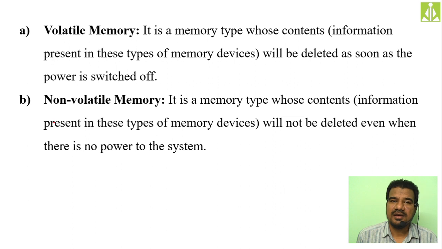Volatile memory is a memory device where, whatever data we are storing, if the power suddenly goes down or goes off, what will happen? The data will be lost or deleted. Non-volatile memory: even if the power goes down, nothing will change, nothing will be harmed. No loss of data, no deletion of data.